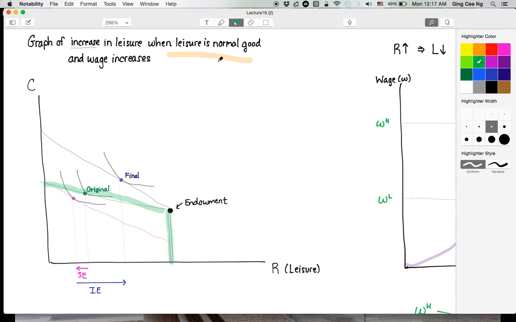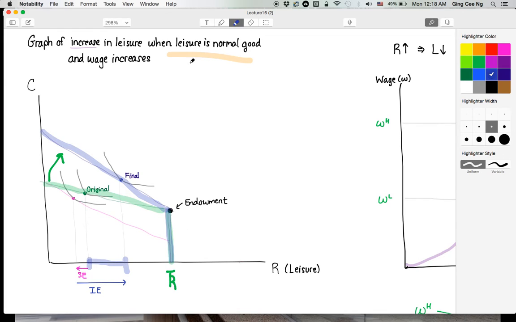And let's say my wage rate goes up. That increased my slope, but remember it pivots on the endowment, and I have to keep this time constraint, L bar, or R bar, let's call it. So that's why the new budget constraint still has this kink. And now we want to decompose the change that's coming from the original to the final, between an income effect and a substitution effect.